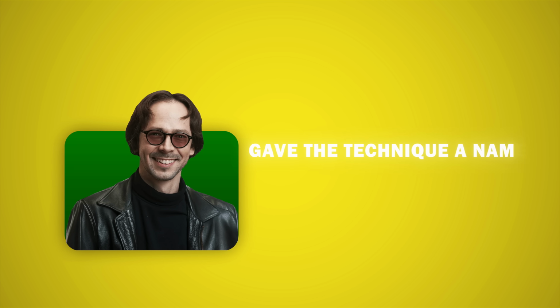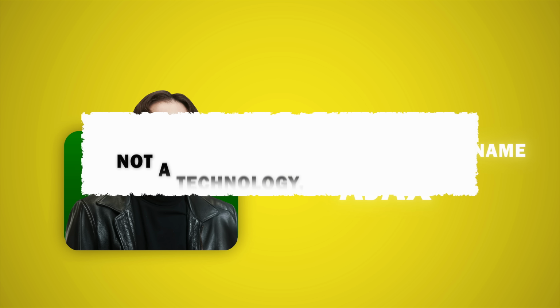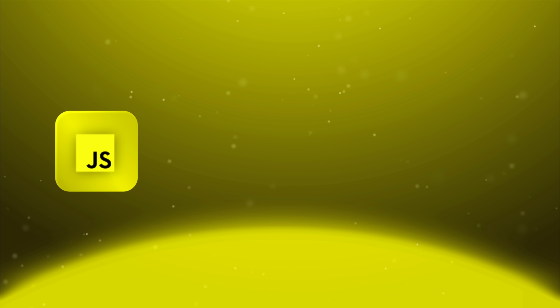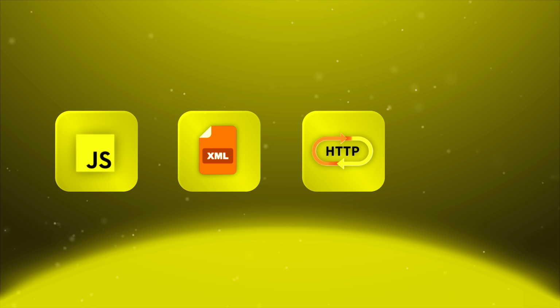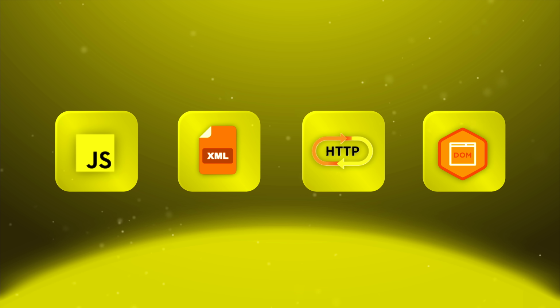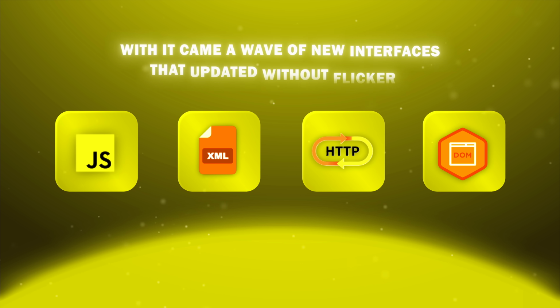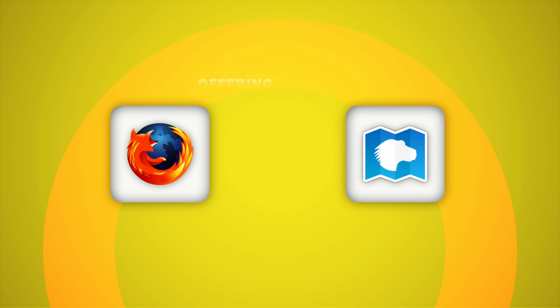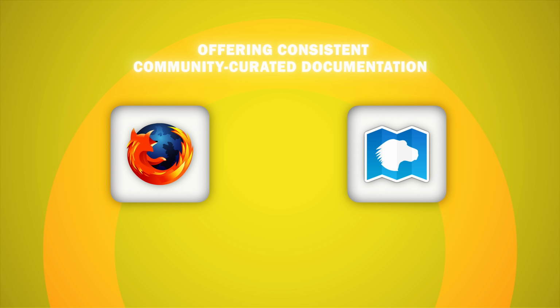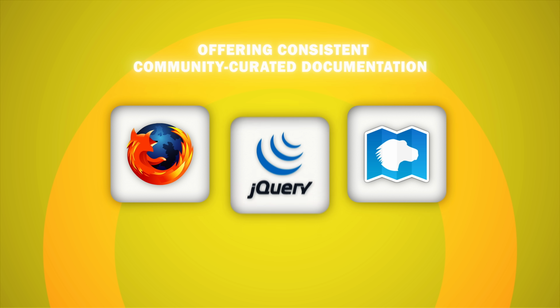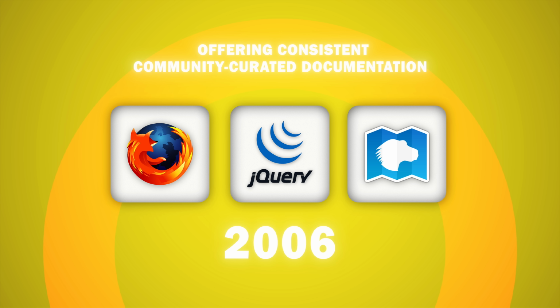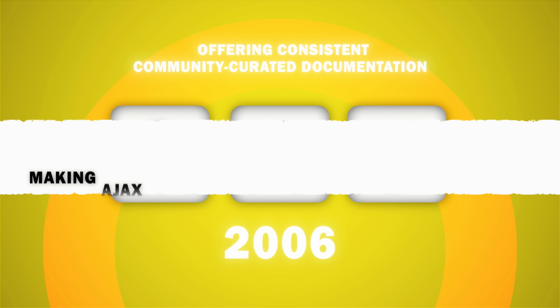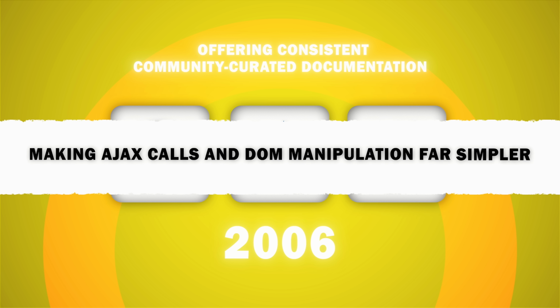In 2005, Jesse James Garrett gave the technique a name, Ajax. Not a technology, but a bundle: JavaScript, XML, HTTP requests, and the DOM. With it came a wave of new interfaces that updated without flicker. Developers needed better tools. The Mozilla Foundation launched MDN, offering consistent, community-curated documentation. jQuery emerged in 2006, abstracting away browser differences and making Ajax calls and DOM manipulation far simpler.